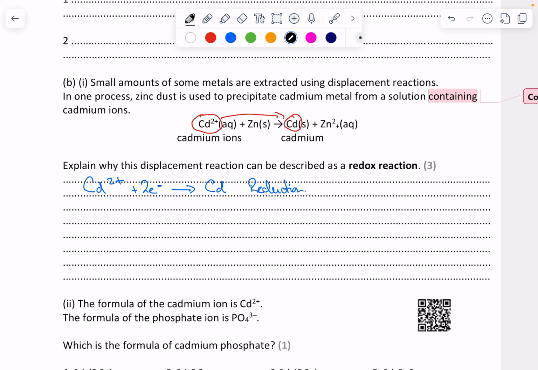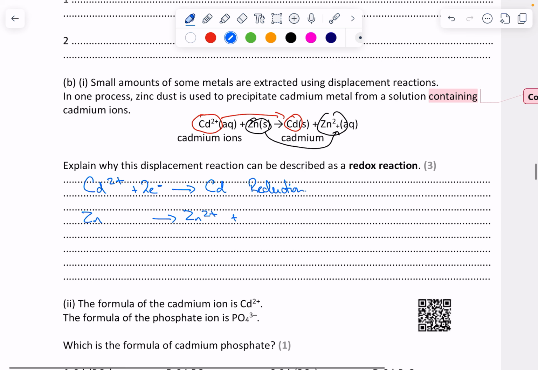If you look at the zinc, so my zinc has gone from Zn with no charge and it's become Zn with a 2+ charge. So let's put that down here. So we've got Zn and it's formed Zn2+. So how do I get Zn to form Zn2+? To do that, to become positive, you have to lose electrons. So there's the electrons that have been lost. And because we're losing electrons, it is oxidation.